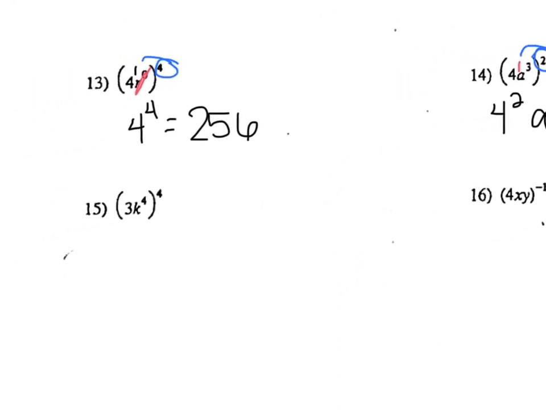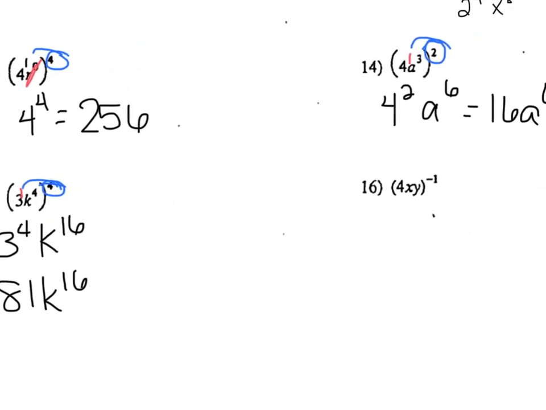15 is very similar to number 14. We're going to put that invisible exponent with the 3, distribute the exponent of 4. So I have 3 to the 4th and k to the 16. And I know that 3 to the 4th becomes 81 k to the 16th.